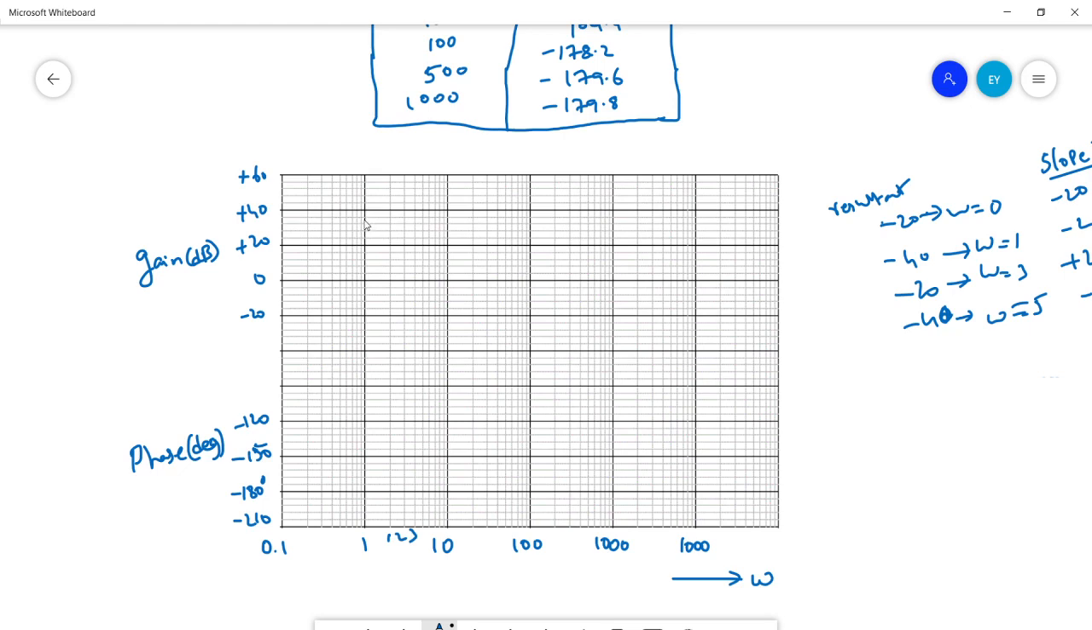So 35.5 will come somewhere here, right? So this is the first line. We can draw it as a straight line here, because for any frequency, 20 log K remains constant at 35.5.